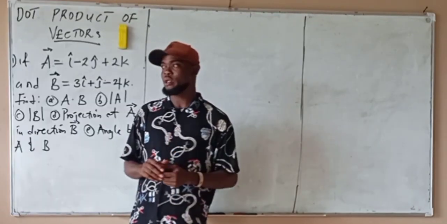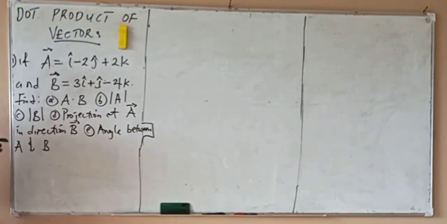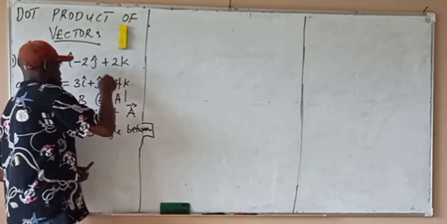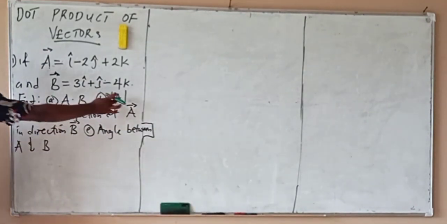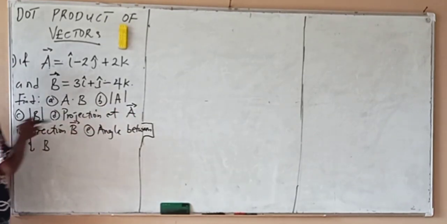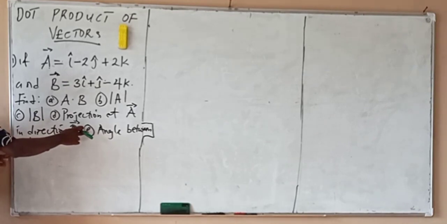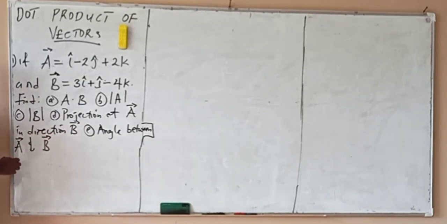Alright, example 1. If vector A is equal to i minus 2j plus 2k, and vector B equal to 3i plus j minus 4k, find (a) A dot B, (b) the magnitude of A, the magnitude of B, then (c) the projection of A in direction B. Then (d) the angle between vector A and B.